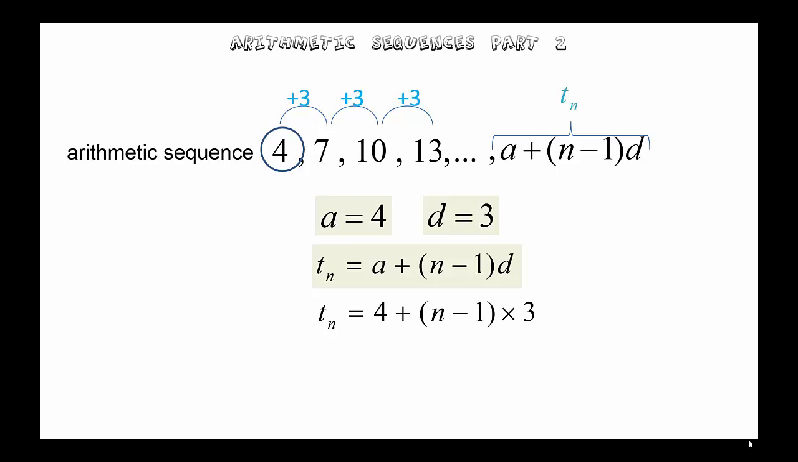For this particular sequence, if we substitute our values for a and d in our formula for the nth term, we have Tn equals 4 plus (n minus 1) times 3, and if we expand and simplify the brackets, we have Tn equals 3n plus 1. That gives us an explicit way of determining any particular term of our sequence.